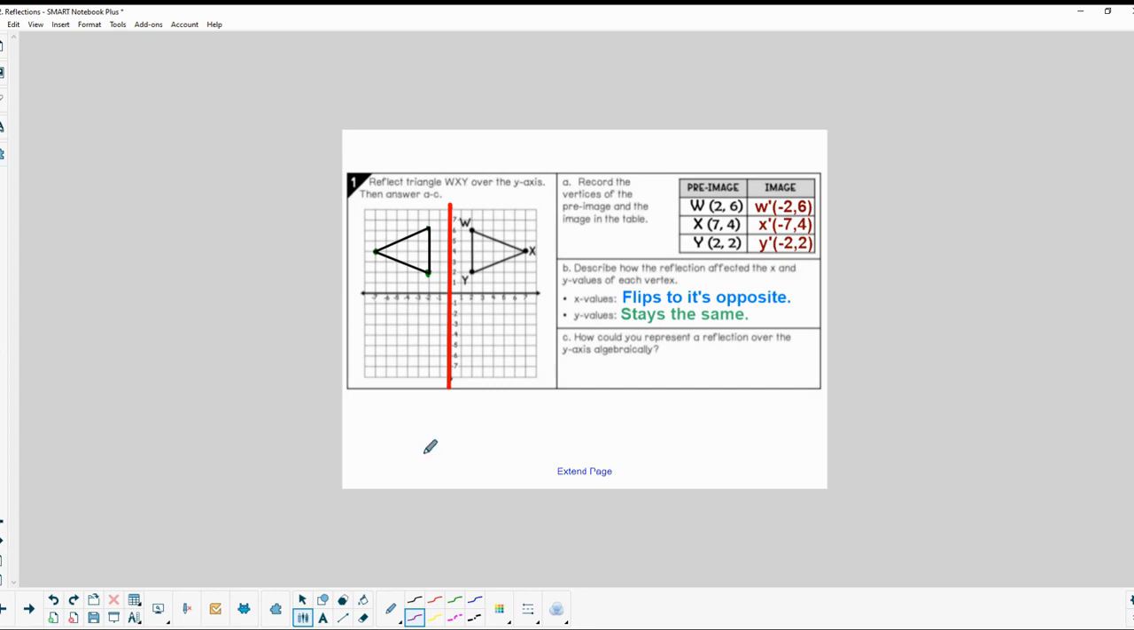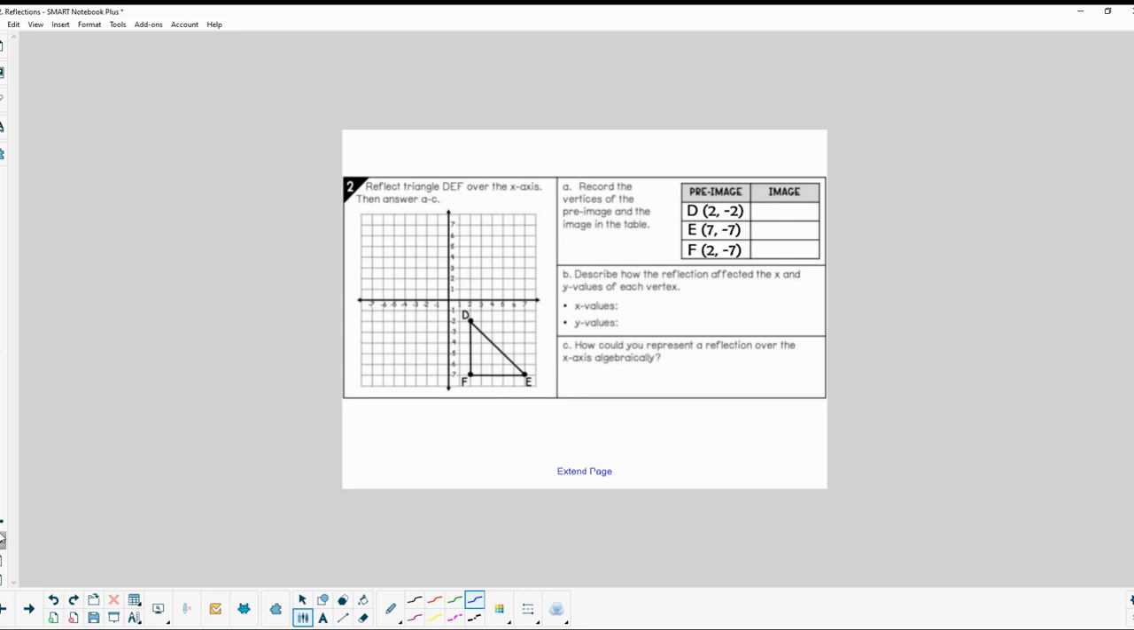So we want to write a rule that could represent the reflection over the y-axis algebraically. So what would that look like? The original x and y value, when you reflect it across the y-axis, changes so that, like we said, the x value becomes its opposite, so minus x, and the y value would stay the same as it started out. So that would be the algebraic rule for a reflection across the y-axis. So pretty easy, right?